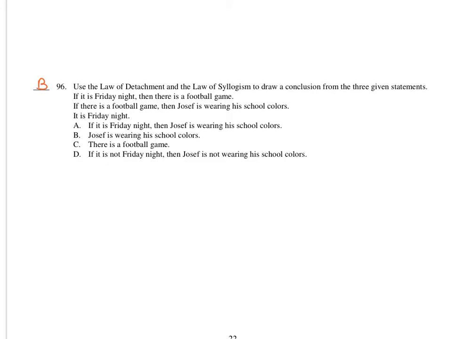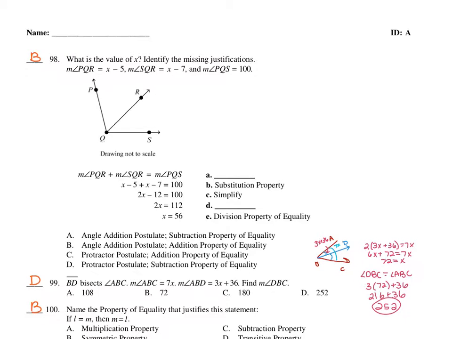96, if it's Friday night, then there's a football game. If there's a football game, then Joseph is wearing his school colors. It's Friday night, which means he's wearing his school colors. Questions on those? Those are your logics.